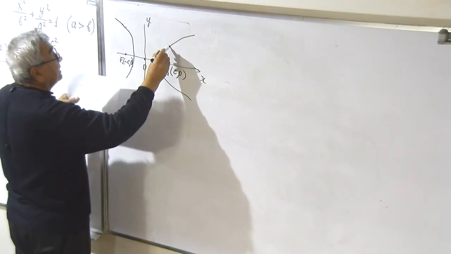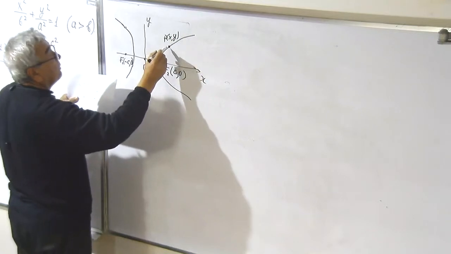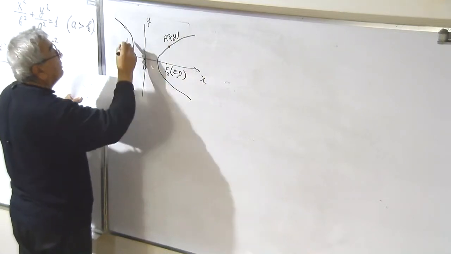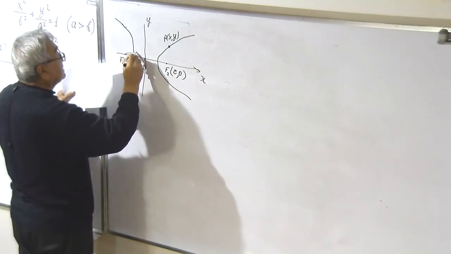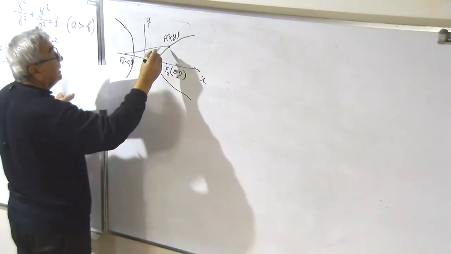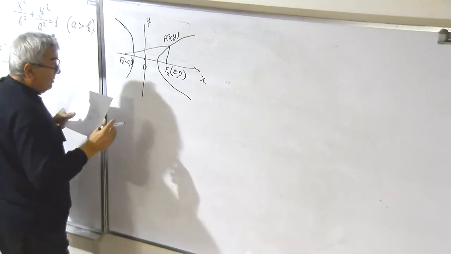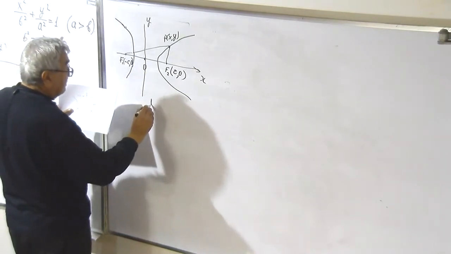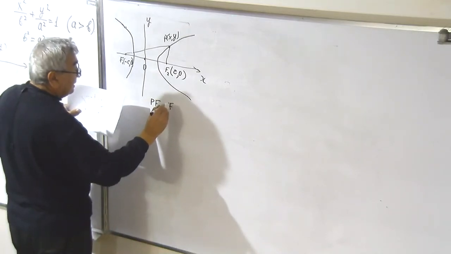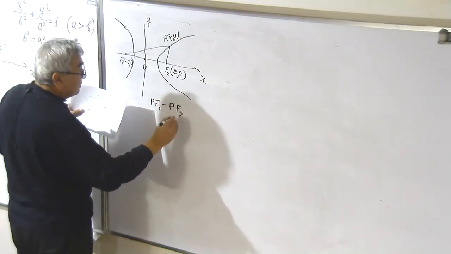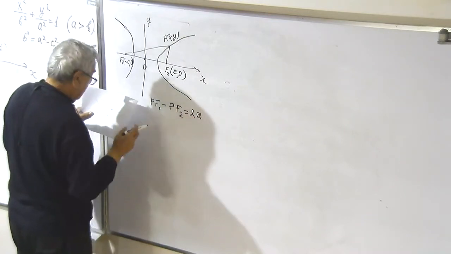Here is P, x, y. I will take a point on this curve; in this case it doesn't matter, the result will be the same. I will take this distance and the distance to this one. Now the distance PF1 minus the distance PF2 should be equal to a constant. This distance we will take as 2a.